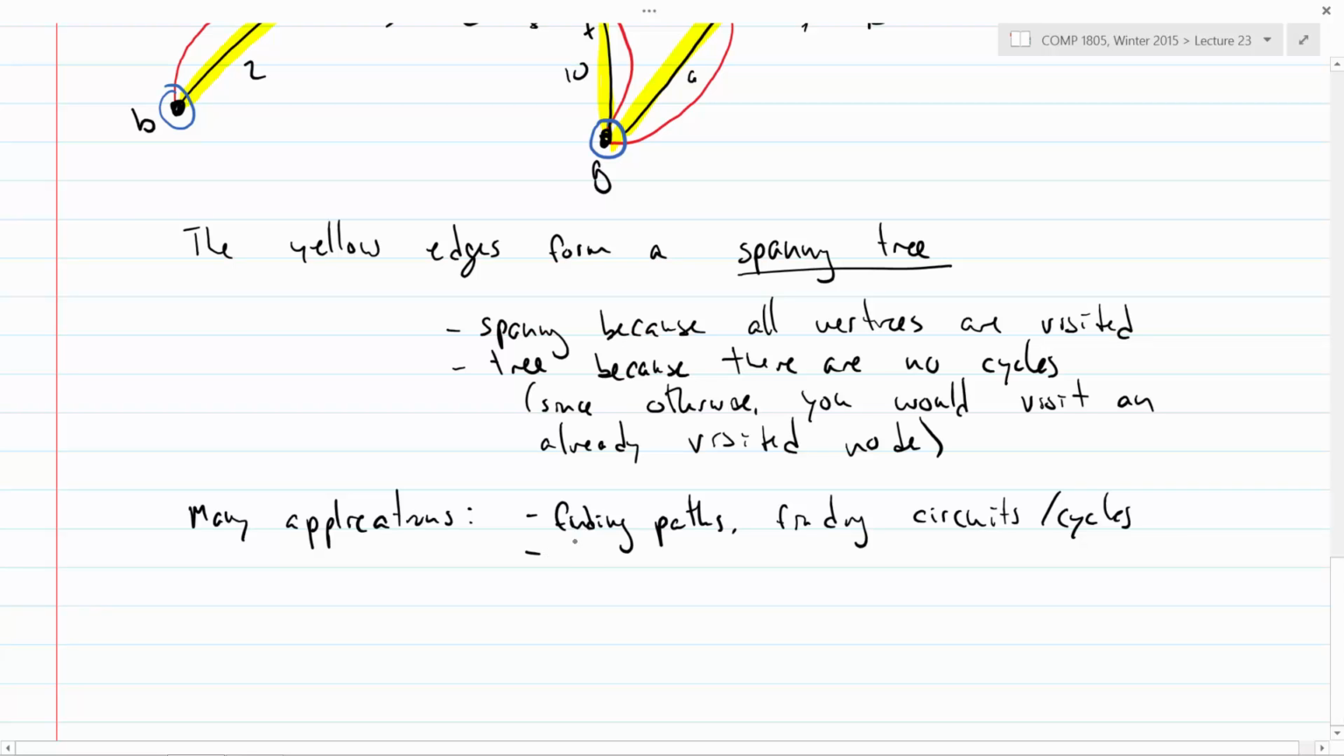You can also use depth first search to find connected components. The way you do this is you start a depth first search at every single vertex in the graph. Some of them will get to vertices that are already visited by a previous depth first search, but others won't, and that's because they're in a different connected component. So you can find those connected components using this.